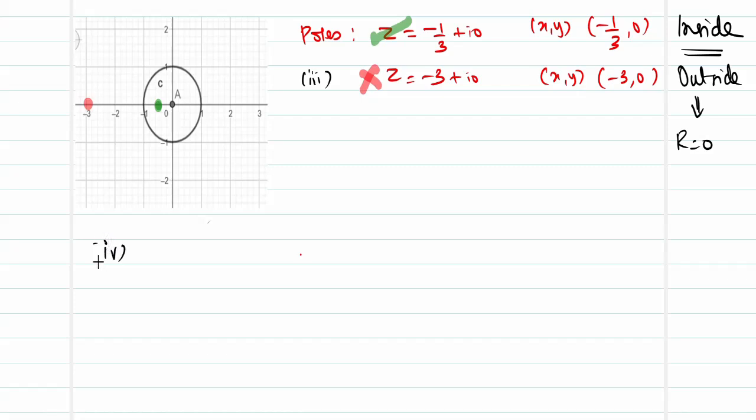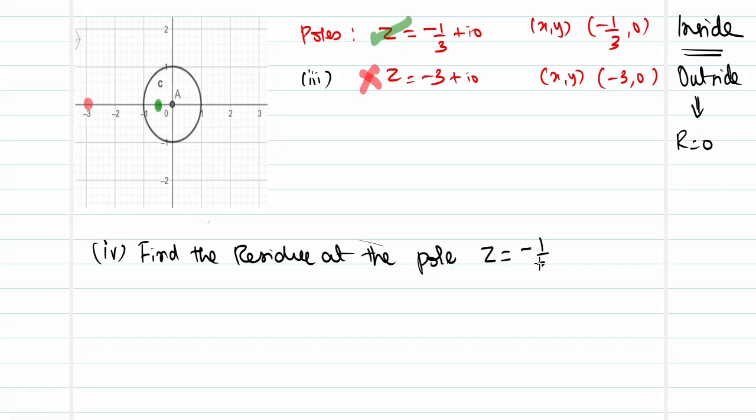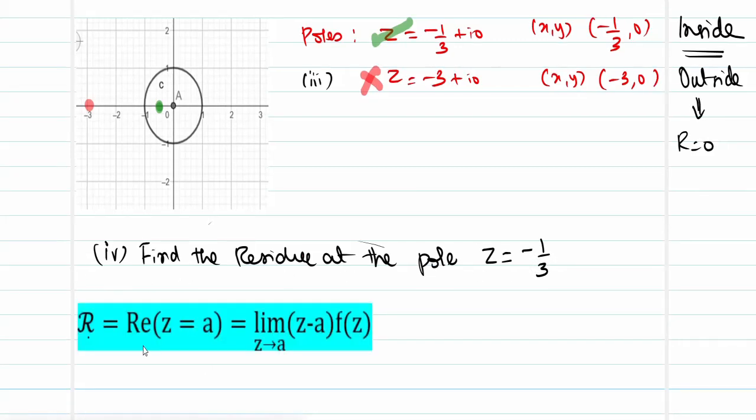Now moving on to step 4. What is your step 4? Find the residue at the poles. Residue at the poles. What is going to be my pole? My pole is going to be z is equal to minus 1 by 3. So we will quickly copy paste the formula for our residue. The value of the residue is given by limit z tending to a, z minus a into f of z.